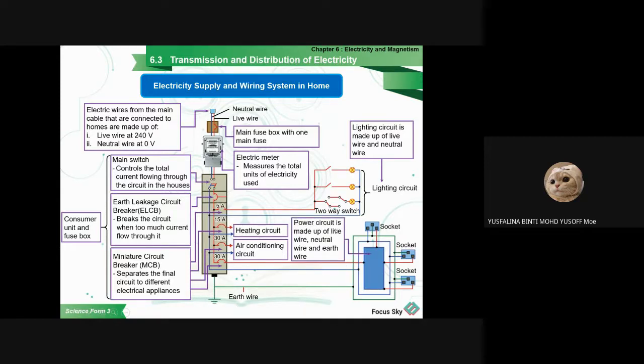Alright, this is the power circuit that is made up from the live wire, neutral wire, and also the earth wire. This is the one that has a 3-pin plug, right? So 3-pin socket. That one is made from the live wire, neutral wire, and earth wire. The earth wire is mostly for safety reasons.